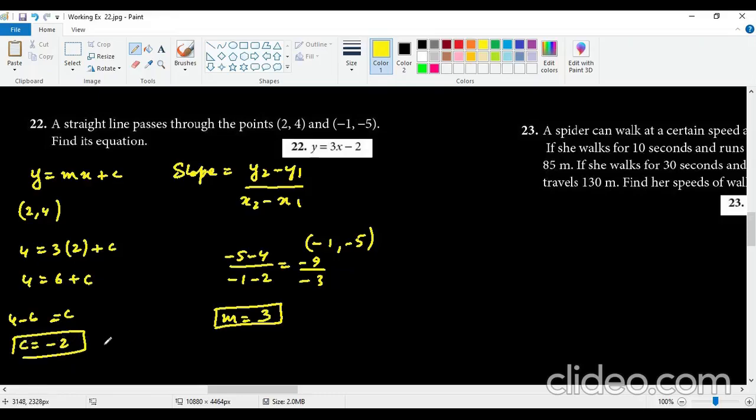Now the equation becomes, because the value of c is known to us and the value of m is also known to us, we'll write y equals m is 3x, and the value of plus c is negative 2. So I will write the final equation is going to be y equals 3x minus 2. This is going to be the equation. Moving on to the next question, which is question number 23.